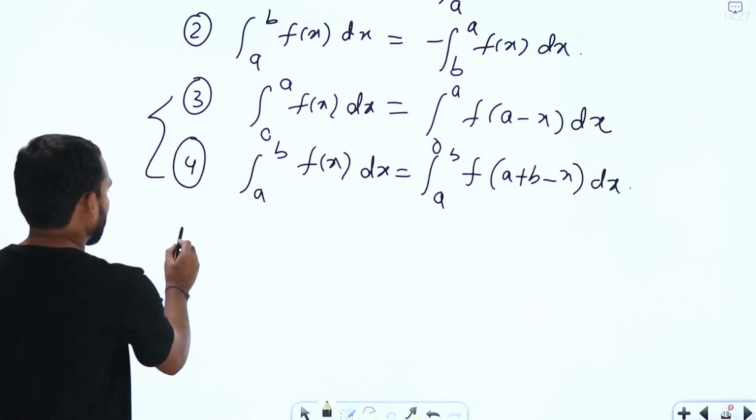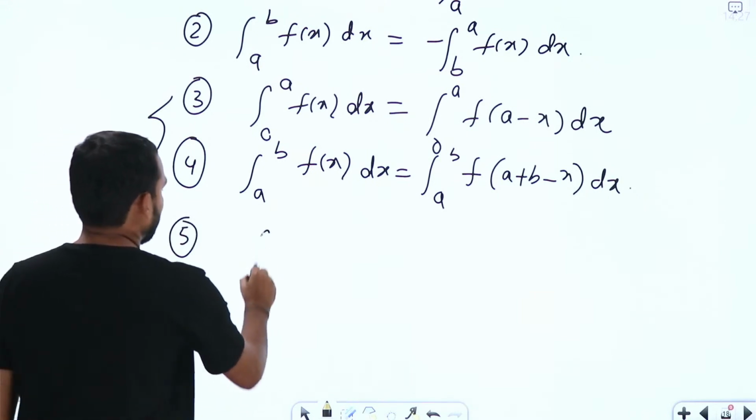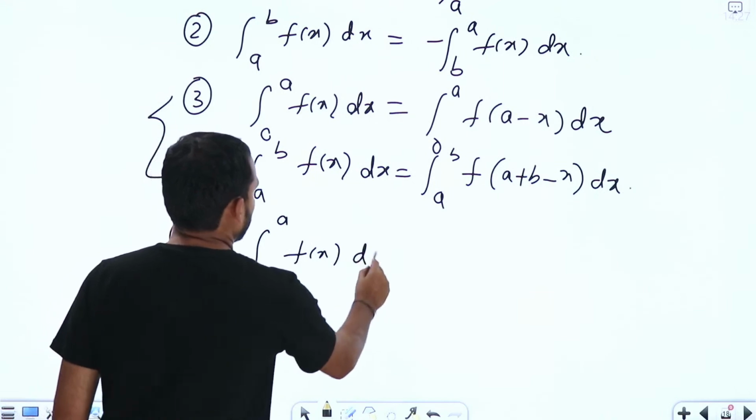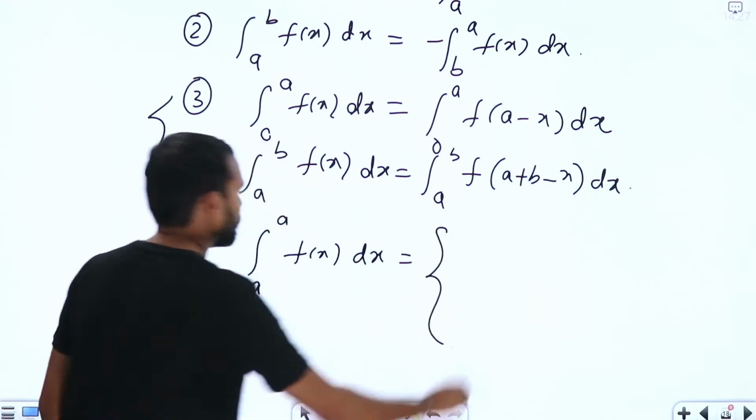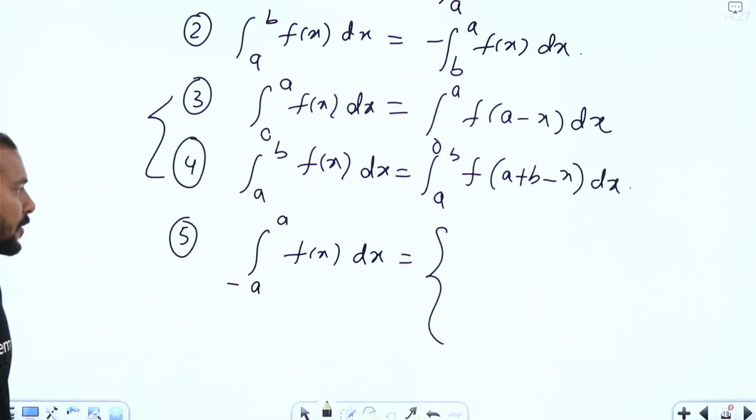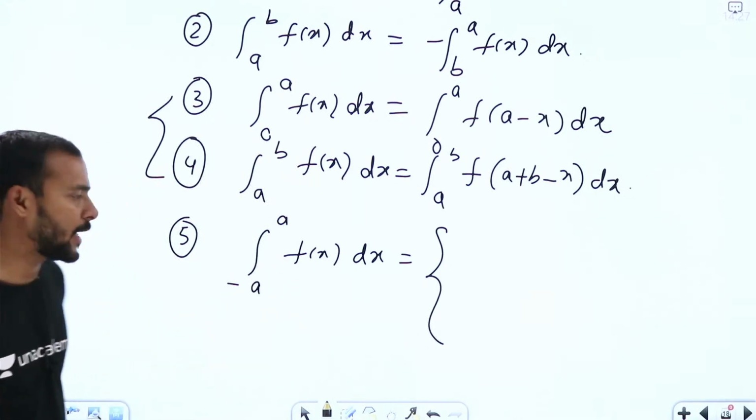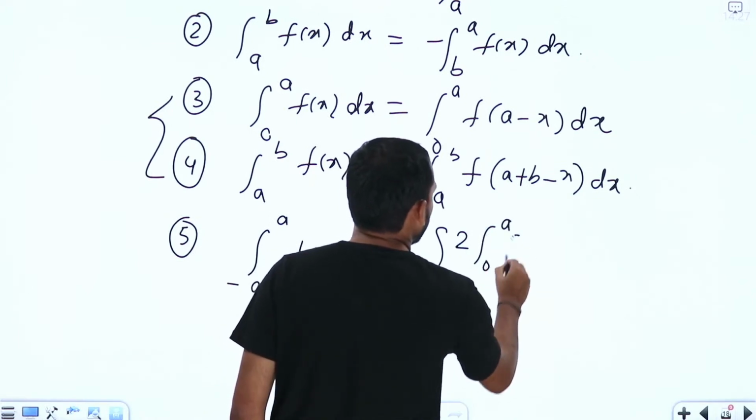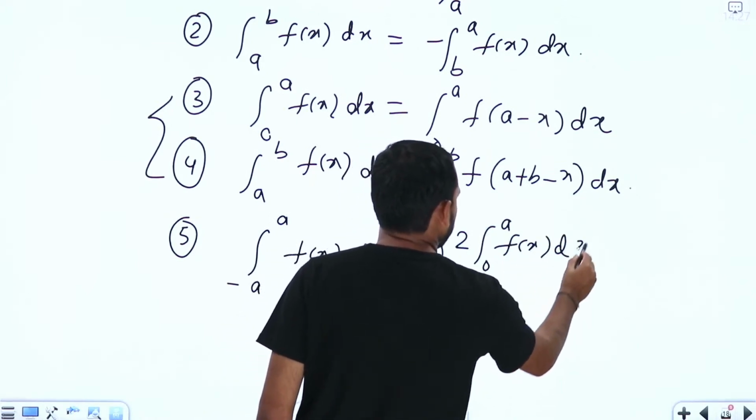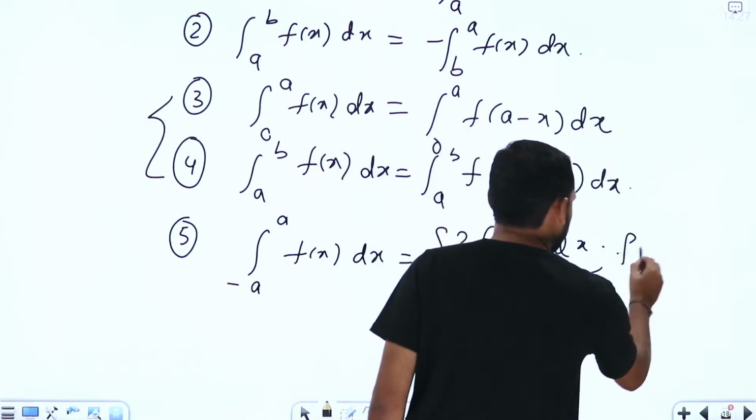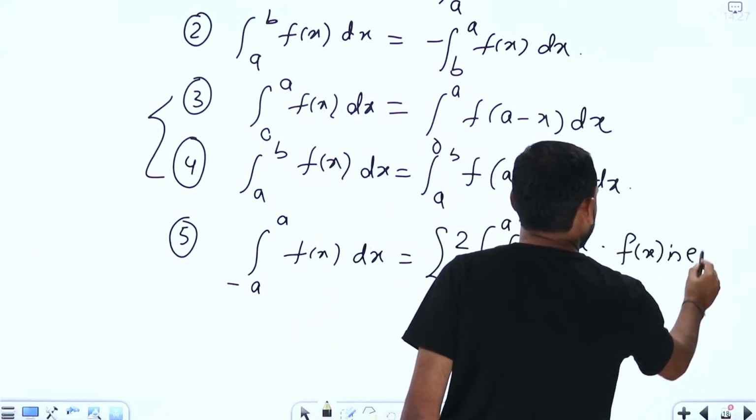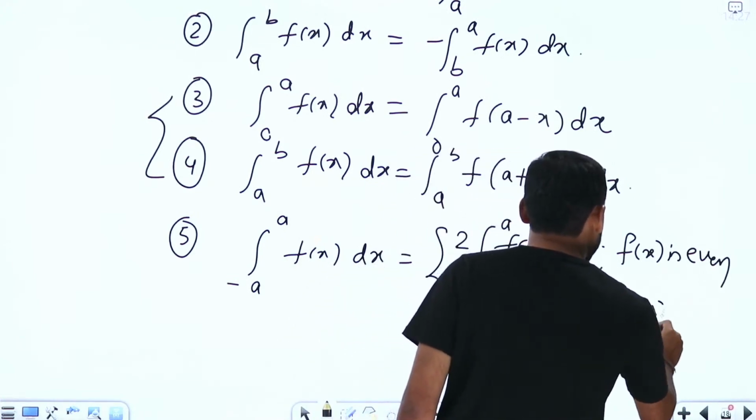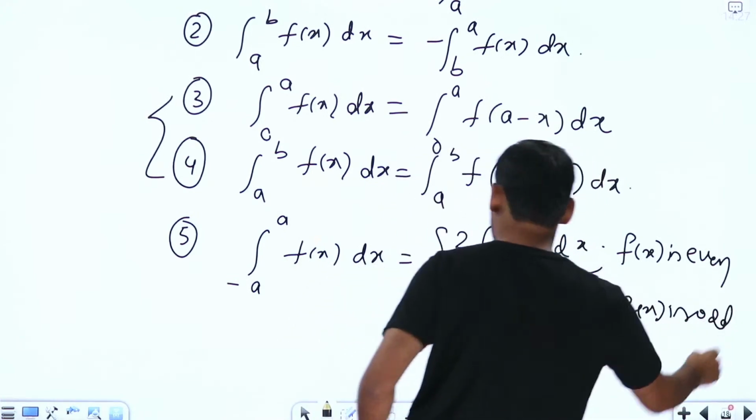Now coming to the next one, integral minus a to a f of x dx is going to have two values based on the type of the function. What is meant by this? We can write this as 2 times integral 0 to a f of x dx if the function is even, that is, if f of x is even. This value is going to be 0 if f of x is odd.